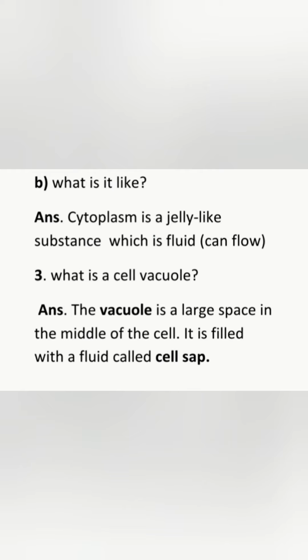Question number 3: what is a cell vacuole? The answer is: the vacuole is a large space in the middle of the cell. It is filled with a fluid called cell sap. Today we learned the definition of cells, the light microscope, and animal and plant cells. I hope you understand the concepts given in this topic.